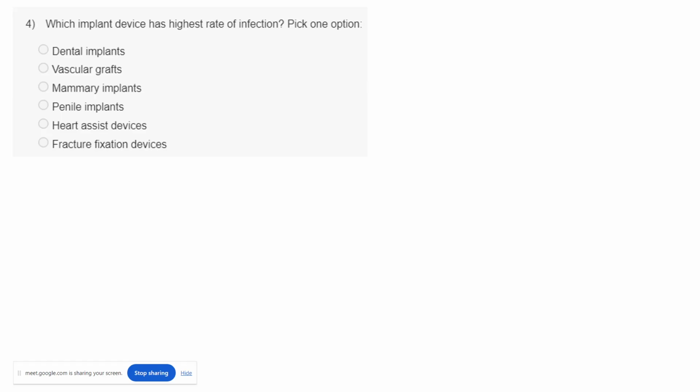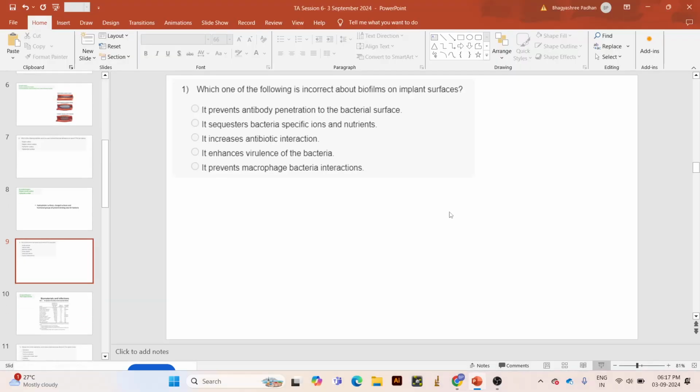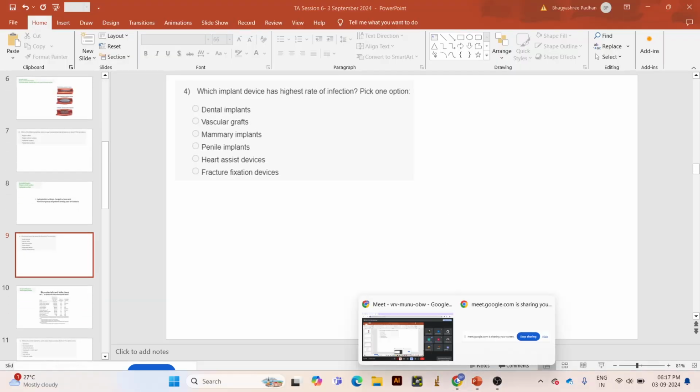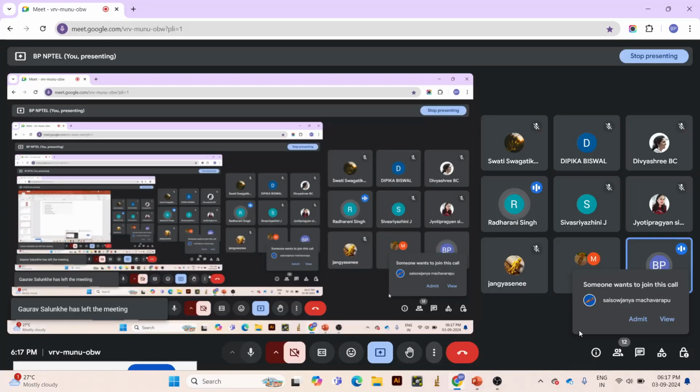We have the next question here: which implant device has highest rate of infection? You have to select one correct option. The options are dental implants, vascular grafts, mammary implants, penile implants, heart assistive device, and fracture fixation devices. Heart assistive devices.